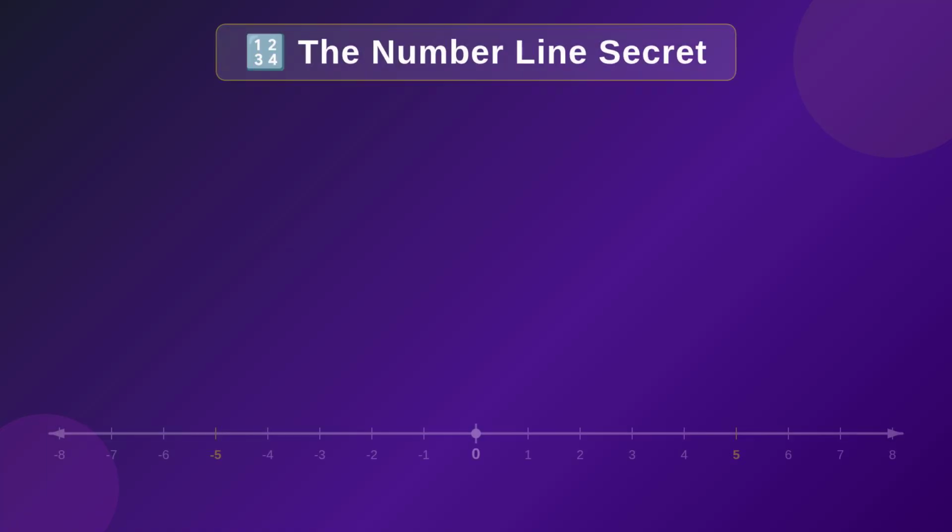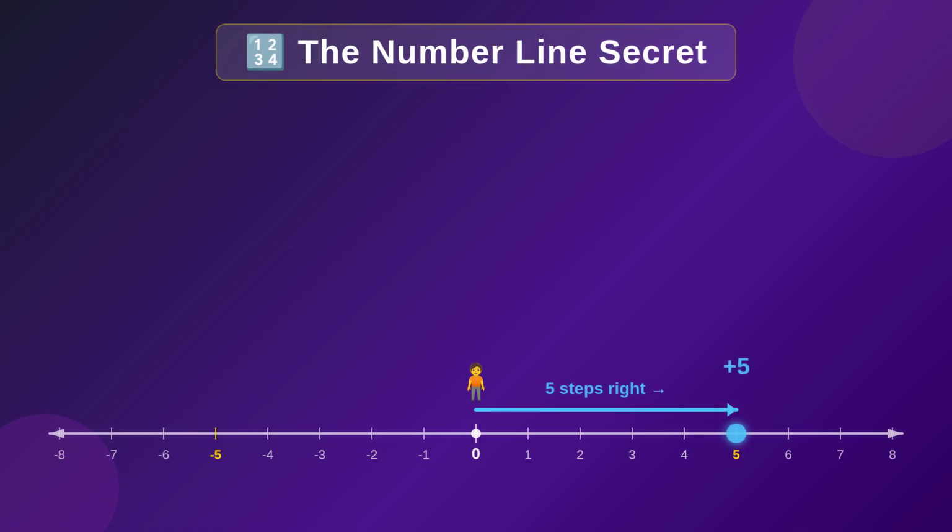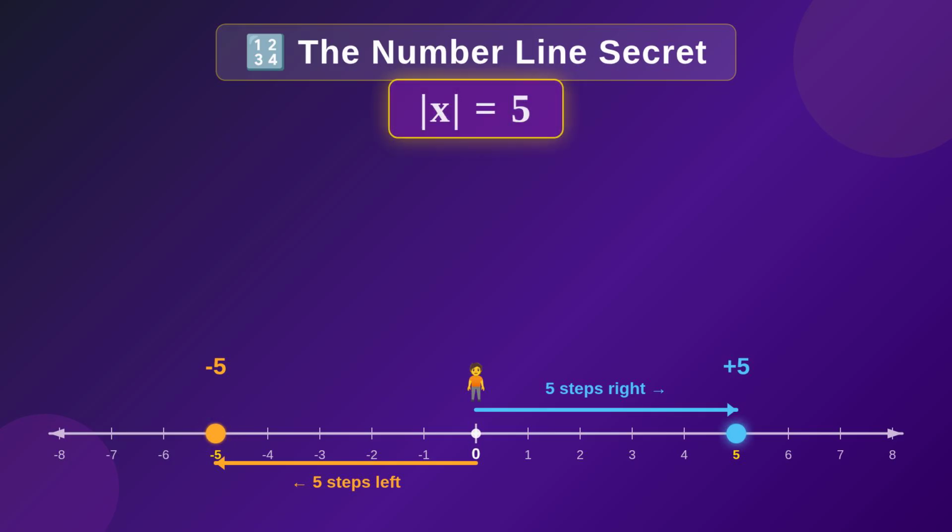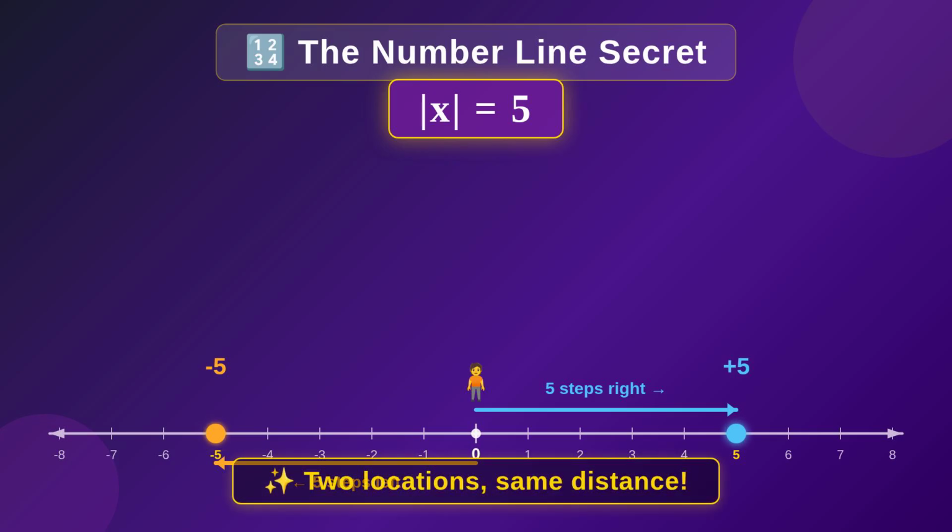Here's a way to picture it that Maya found super helpful. Imagine you're standing at 0 on a giant number line, like the middle of a football field. Now take exactly 5 steps. You could go 5 steps to the right and land on +5, or you could go 5 steps to the left and land on -5. Either way, you walked exactly 5 steps from 0. That's the whole secret behind absolute value equations. When we ask what number has an absolute value of 5, there are 2 places you could be standing.